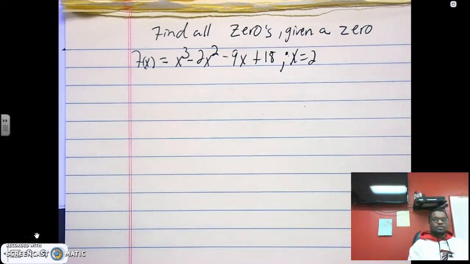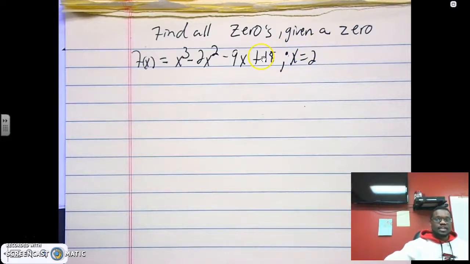Okay, so my instructions here are to find all zeros given a zero. And what that really means is, in this particular problem, here's my function here. That's supposed to be like a semicolon or something. And this is the zero. They give me 1, 0.